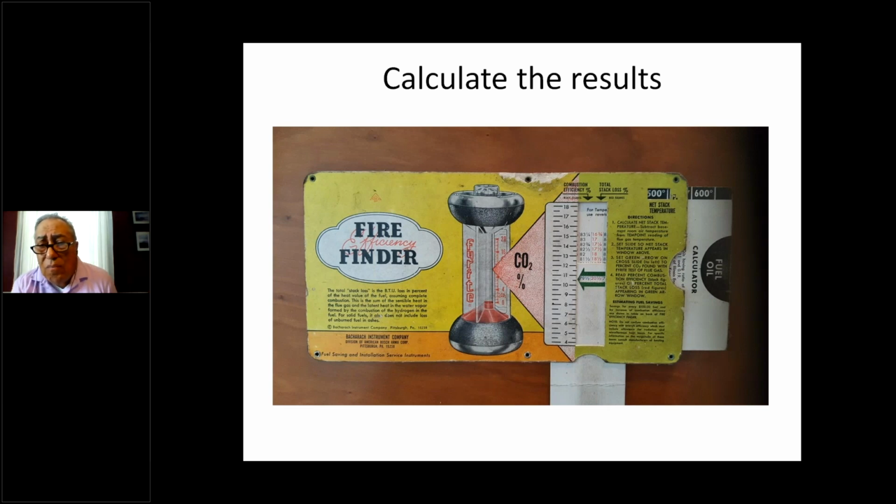And then the green arrow, you would go against the chart on the left to the numbers you got, the reading you got on your CO2 analyzer, and inside the window would tell you what your combustion efficiency was. We're looking here at 79.5% with a total stack loss of 20.5%. So that's pretty good. If you could do that back in those days, you were doing pretty good. If you could get to 79% with that old equipment, that was about the best you were going to get.